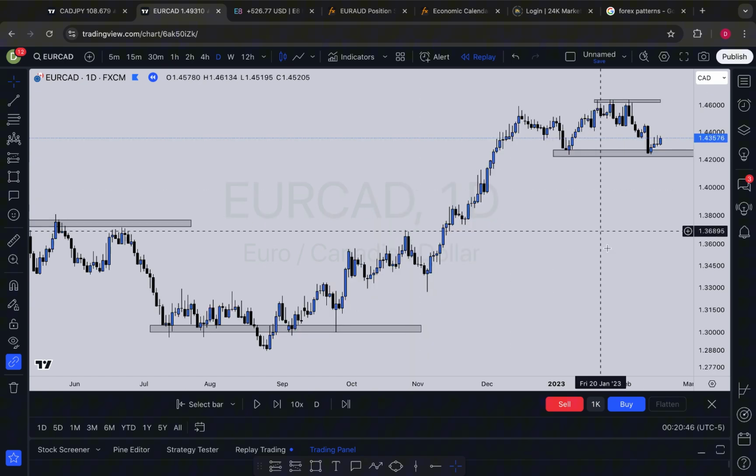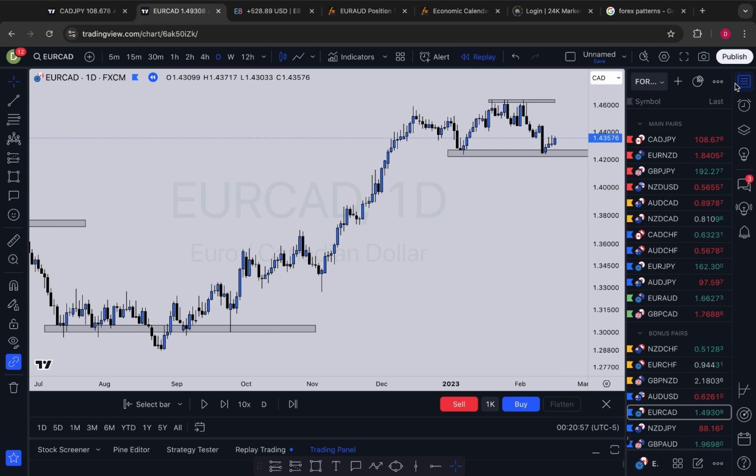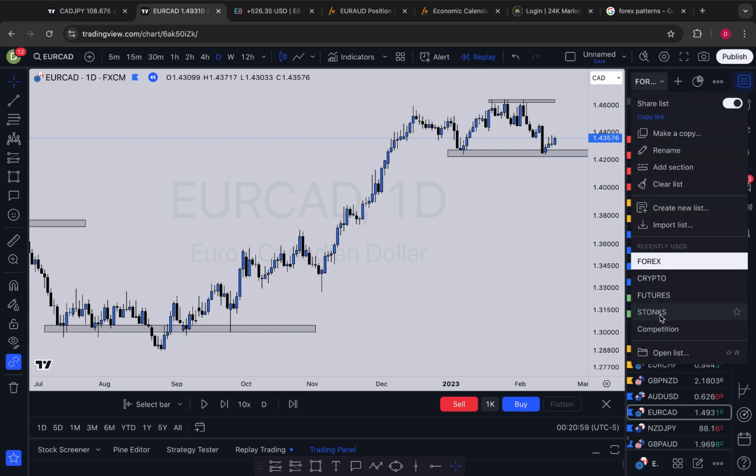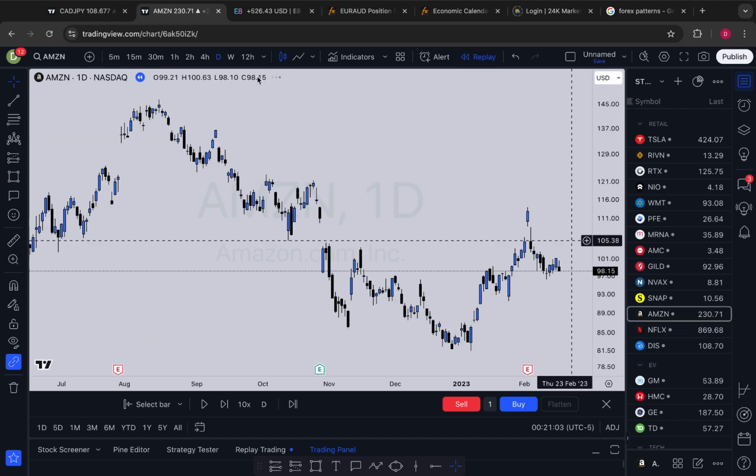So this is looking at them on Forex. Let's see if we could find some on a stock, just to make it make sense. I have a whole stock playlist actually. Let's take a look at Amazon. It's the first one I looked at.